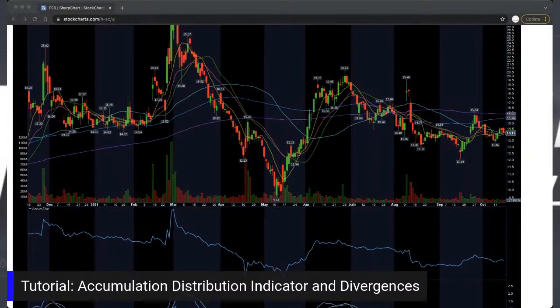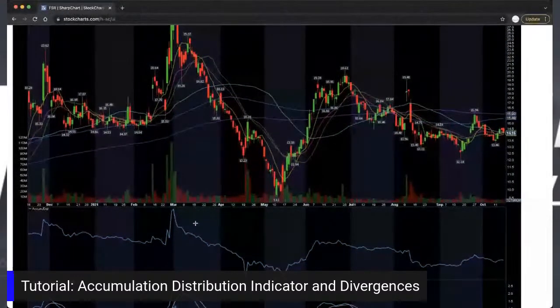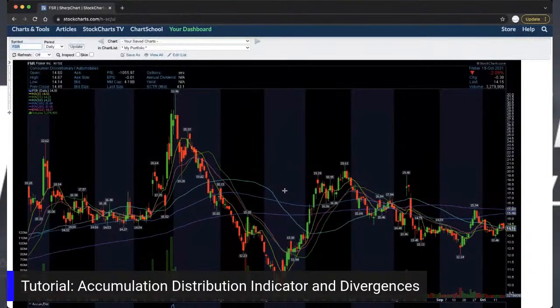So today we're going to cover the accumulation distribution indicator. We'll use ADI as an acronym, and we'll talk about bullish and bearish divergences. All right, so first thing we're going to do is I'm going to use stockcharts.com for this tutorial. You guys can feel free to use whatever charting tool you use.